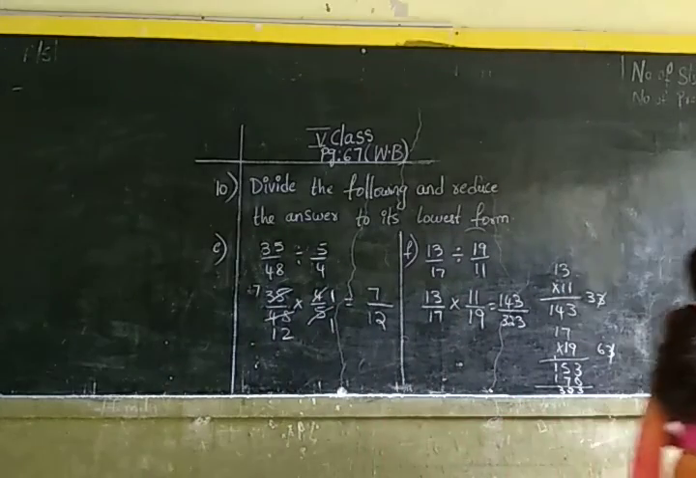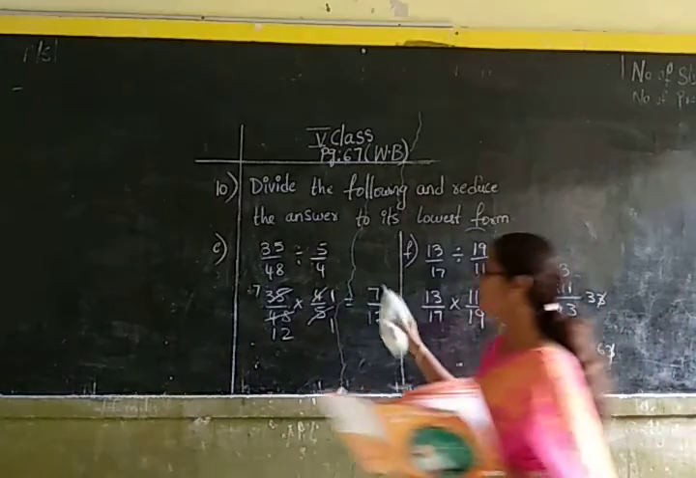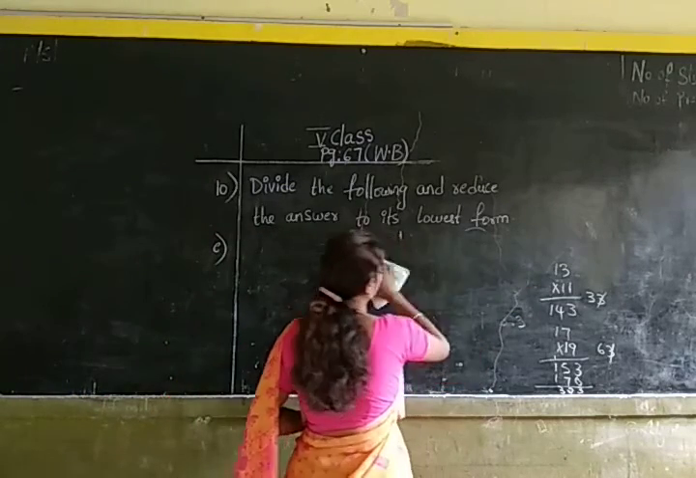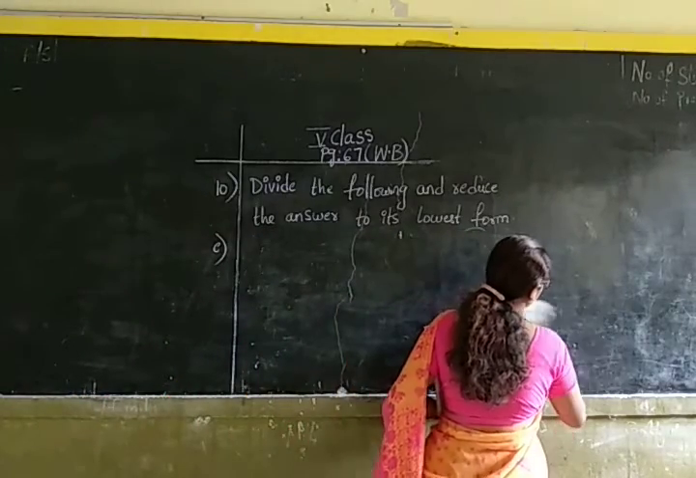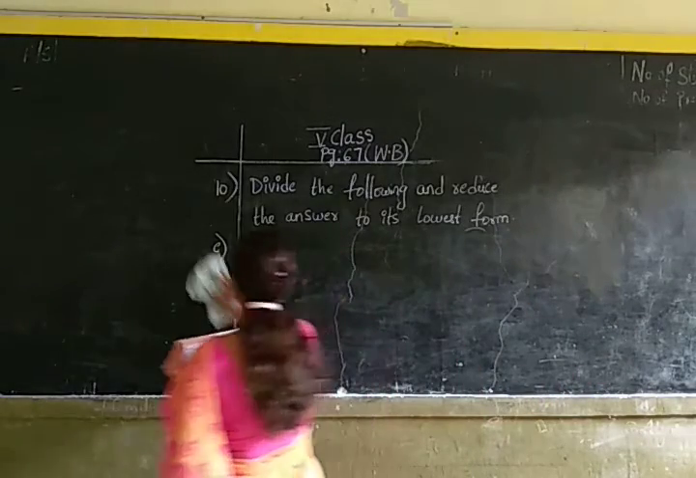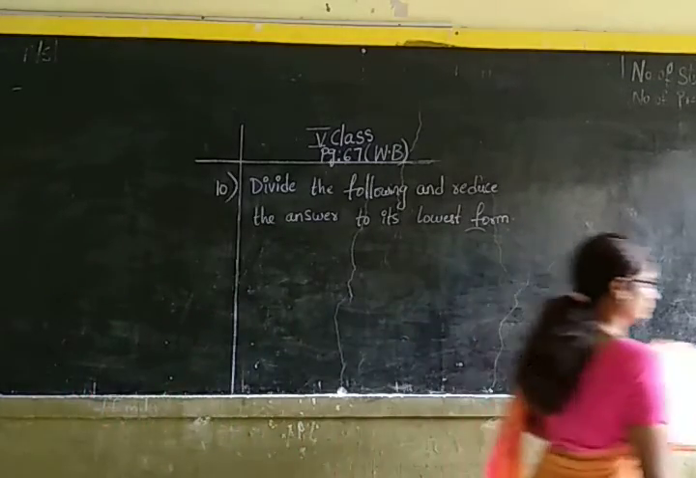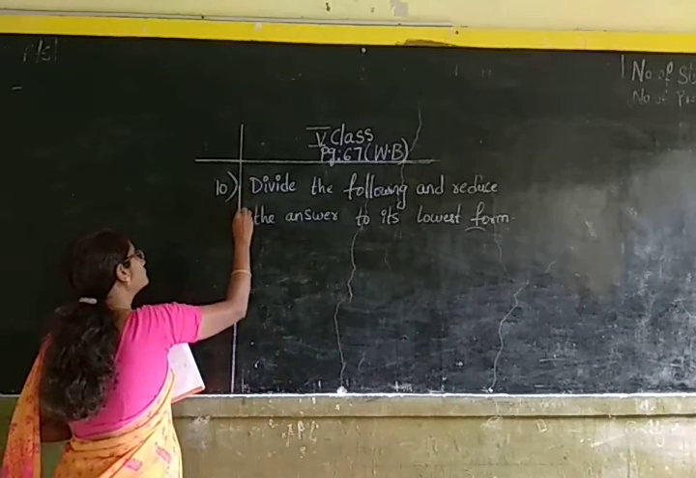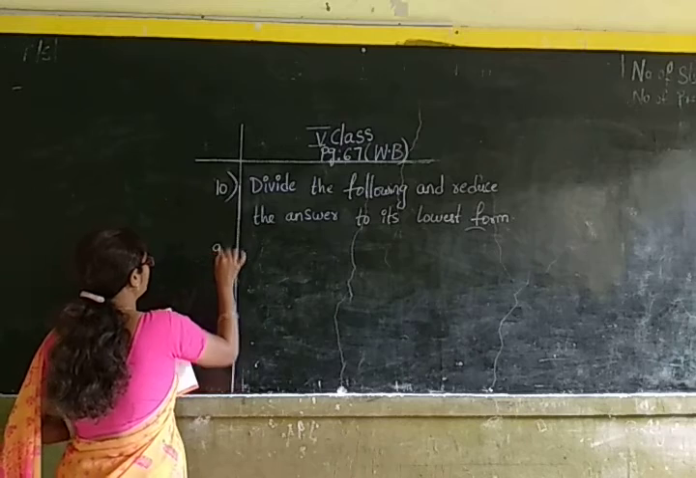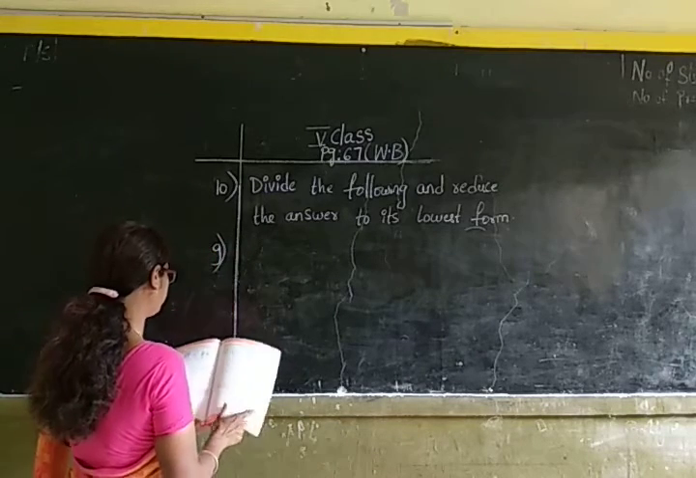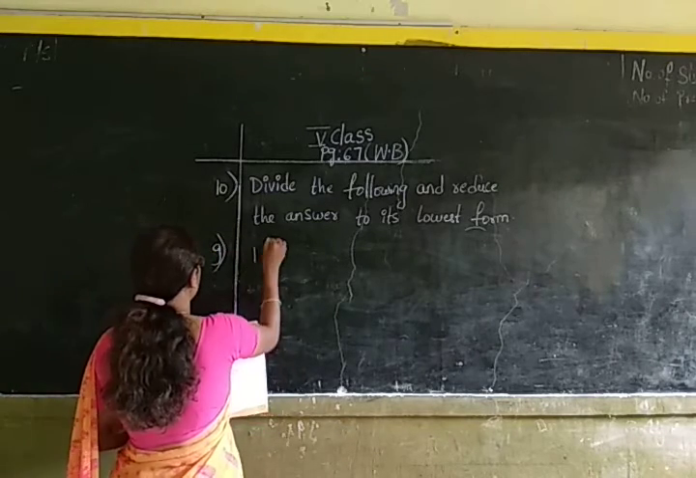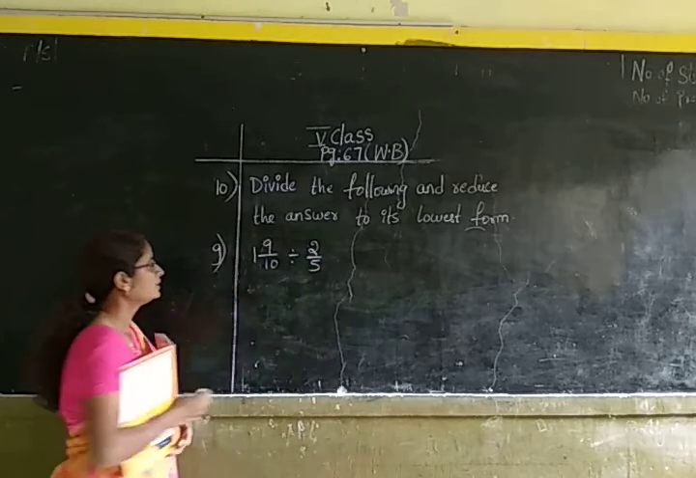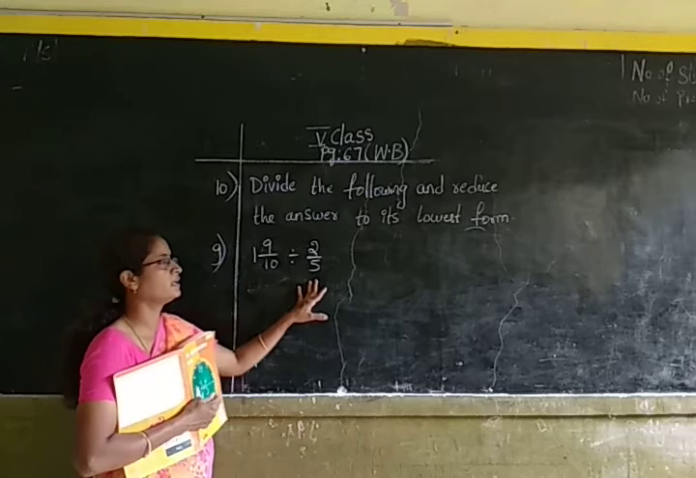Okay children. Now let us do the G sum. 1 9 by 10 divided by 2 by 5. Here we have to divide a mixed fraction with a fraction.